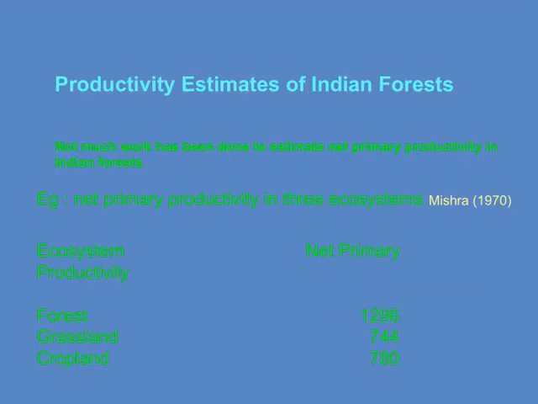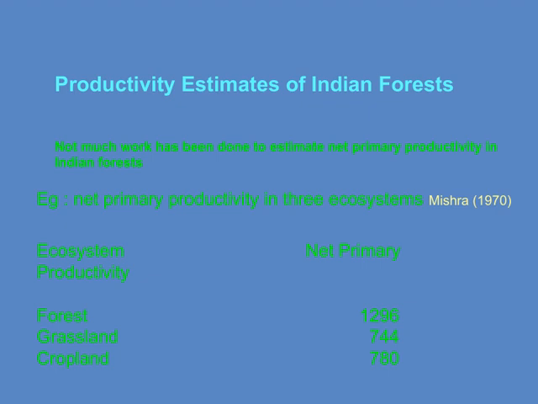Let's take a look at the productivity estimates of Indian forests. Not much research has been done so far to determine the net primary productivity, or NPP, of these forests specifically. To give you an idea, one study by Misra in 1970 looked at 3 different ecosystems and their productivity levels. For forests, the net primary productivity was around 1,296 units, which indicates the amount of biomass produced by photosynthesis after accounting for plant respiration. Grasslands showed a productivity of about 744 units, while croplands were slightly higher at 780 units.